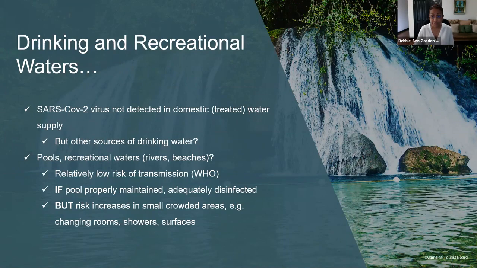A big question, of course, is whether or not our drinking waters are safe, and I've grouped it with recreational waters. And to be honest, thankfully, the SARS-CoV-2 virus has not been detected in domestic treated water in these studies. Now, I haven't seen any reported studies for Jamaica, so I'm telling you about the studies that I've found in other countries. But I would imagine that to be the case in Jamaica as well, because drinking water here and in other countries is typically disinfected with chlorine. And I think you are aware that chlorine is a very effective disinfectant for this and other viruses.